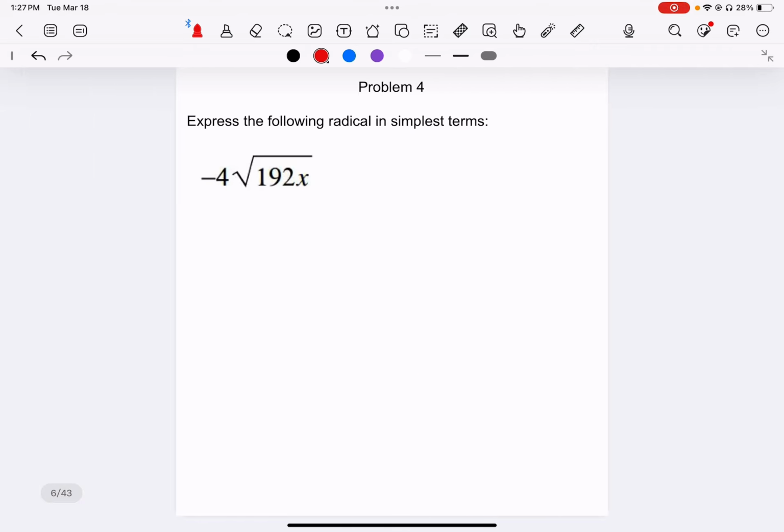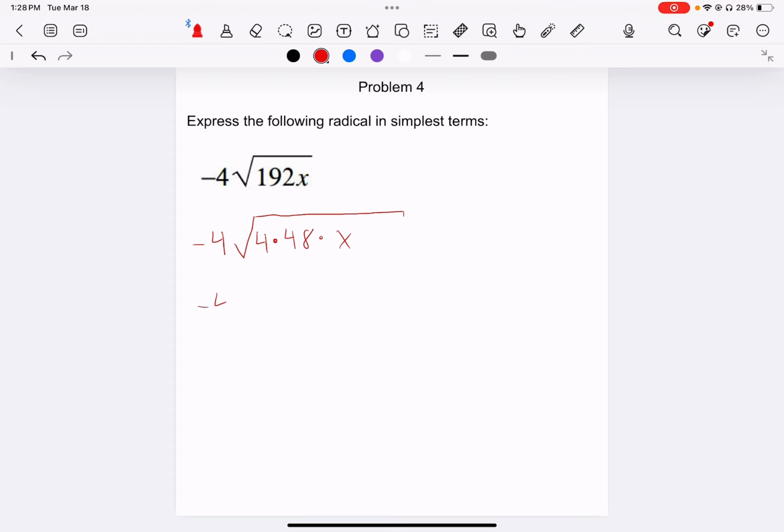Negative 4 radical 192x. The negative 4, I'm not going to worry about just yet. I'm going to leave that outside my radical. Now 192, I'm not sure of all the perfect squares that go into that, but I know 4 goes into that. So I could split that up into 4 times 48, and then the x is going to stay.